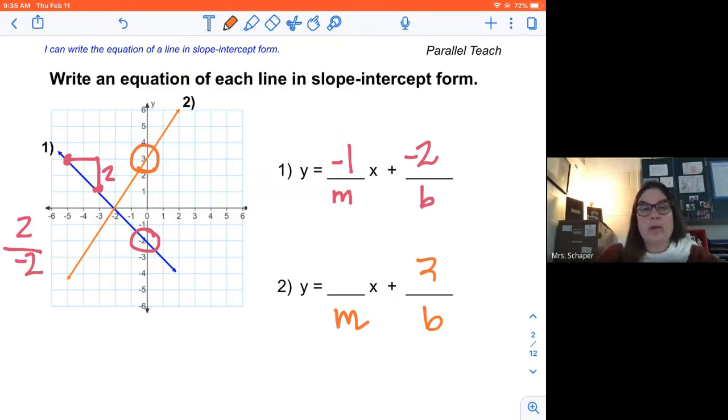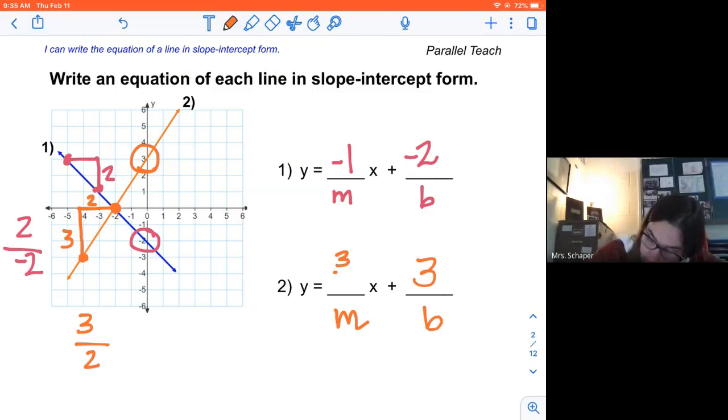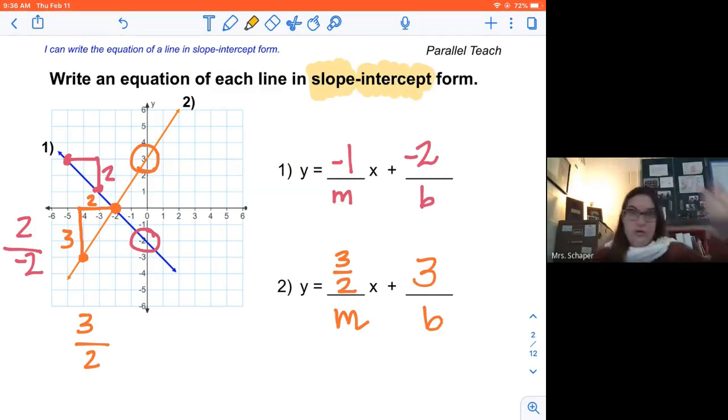That's my b. And then my slope, if I start here, there's a dot. Where's another dot? Here's another dot. Okay. So I'm going to rise 3 and I'm going to run 2. 3 halves is my m. Okay. So my equation is y equals 3 halves x plus 3. When I write an equation in slope-intercept form, I need to find my slope and I need to find my intercept. Those are the 2 things that I need every time I write an equation in slope-intercept form.